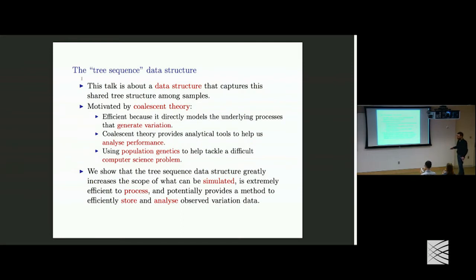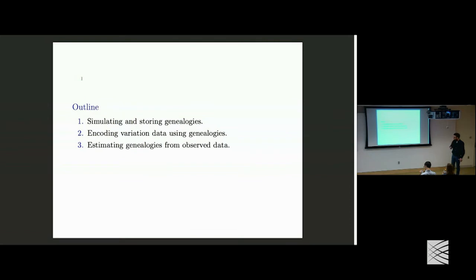So what we're going to do is show that the tree sequence data structure hugely increases the scope of what can be simulated. It's very, very efficient to process, and it potentially provides us a method that we can use to efficiently store and analyze observed genetic variation data. So we're going to have three basic sections to the talk. The first section, we're going to talk about simulating and storing genealogies.